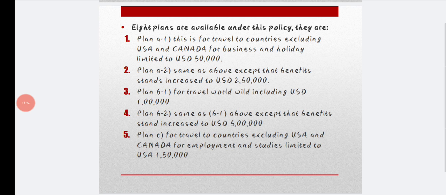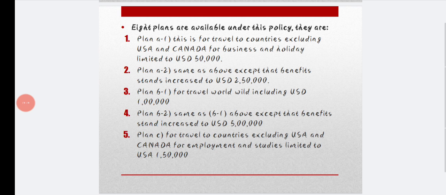If you are going to USA and Canada for business and holiday, it will be limited to $50,000. And plan 2, A2, that is same as above, except that benefits are increased to $250,000. And if you are traveling worldwide, there will be $1 lakh. And there is plan B2 here, $5 lakh will be given.